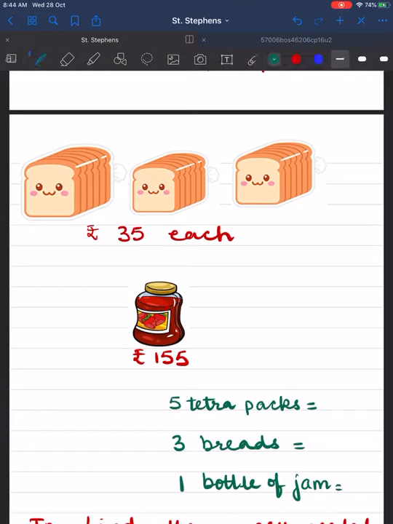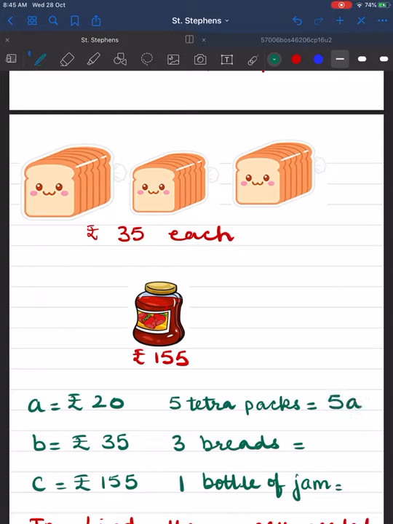So let's take the price of 1 Tetra pack of juice as A, and it is rupees 20. The price of 1 bread as B, which is equal to rupees 35. And the price of 1 bottle of jam as C, which is equal to rupees 155. Now the price of 5 Tetra packs of juice is 5A. The price of 3 breads is 3B. And the price of 1 bottle of jam is equal to C.